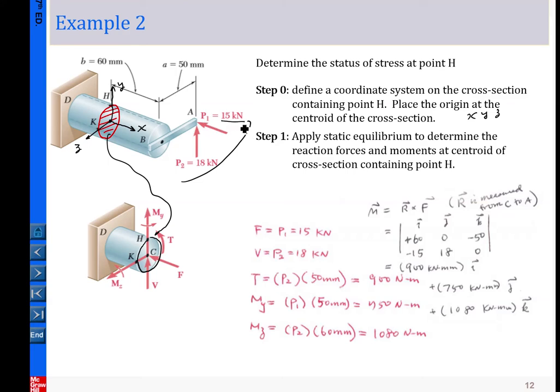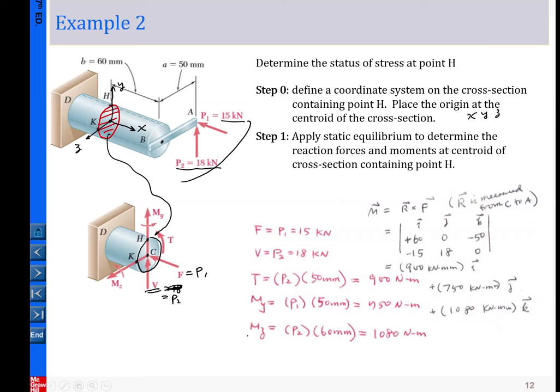P1 equal to 15 basically equals F here, so that is P1 in magnitude and in the same direction. And P2 is 18, so that translates to here, that's V, that is 18. Sorry, this is P2.